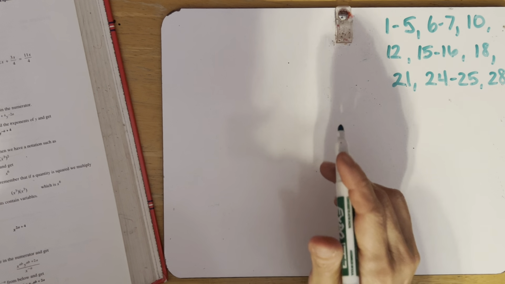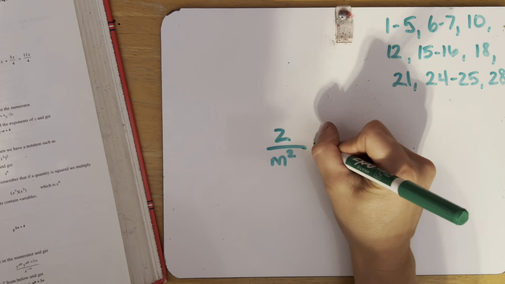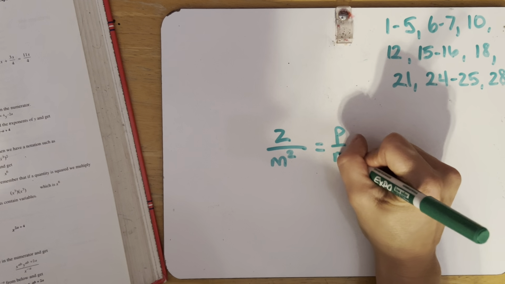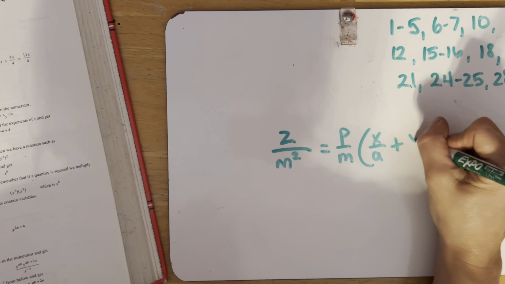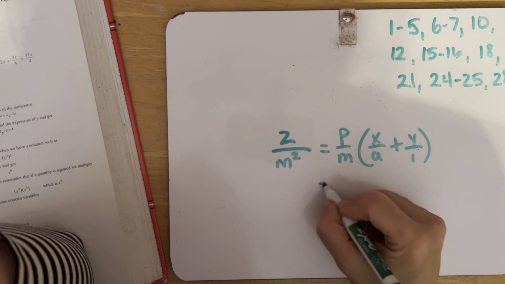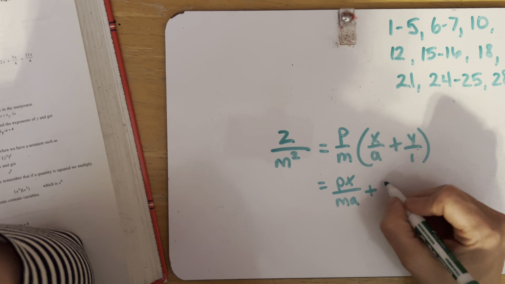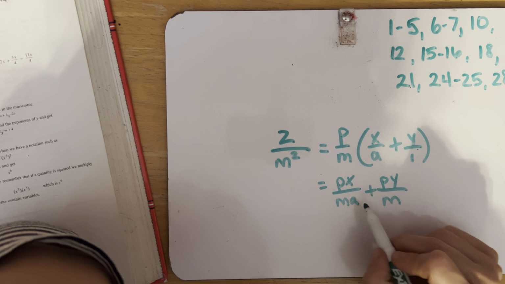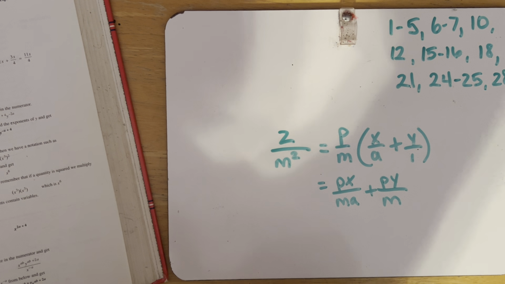21. All right, I'll walk you through this one. I know these are tricky. Z over m squared equals p over m times x plus a plus, I'm going to write this as y over 1. I'm going to distribute first, so equals px over ma plus py over m. I need to find a common denominator to deal with this. I think that's what I want to do next.